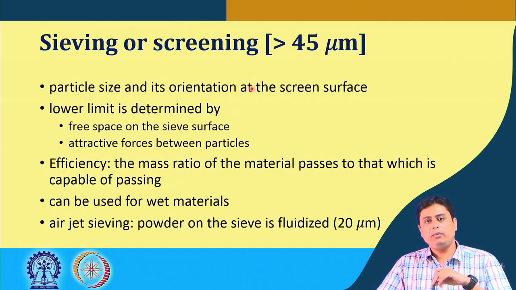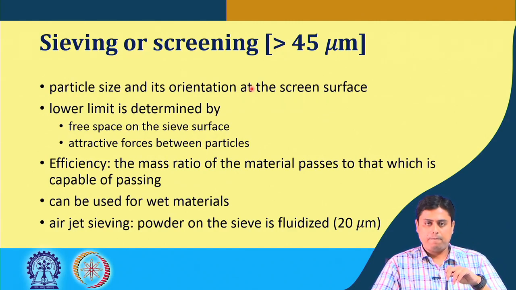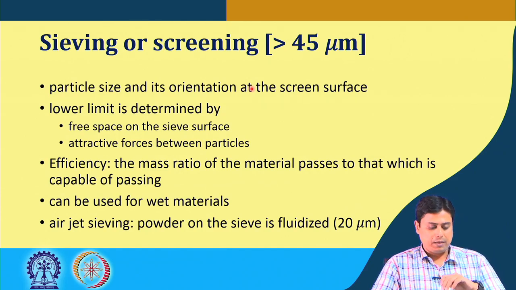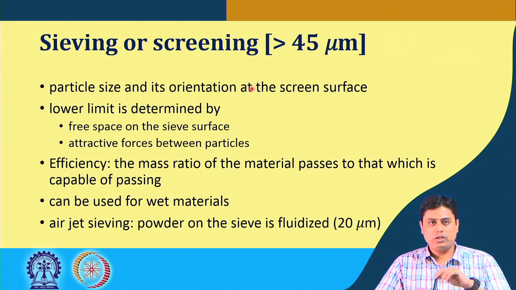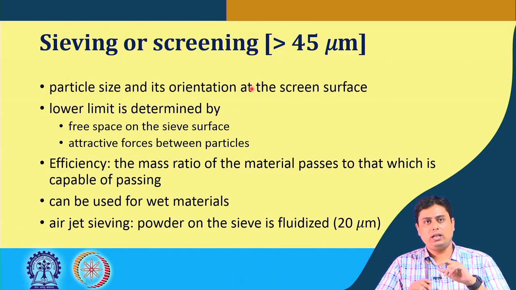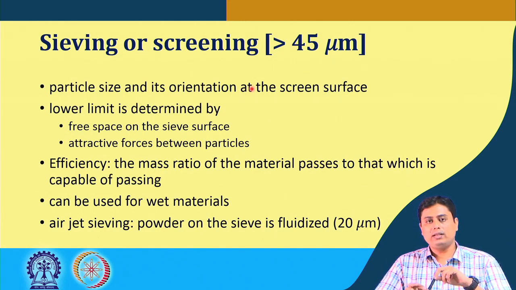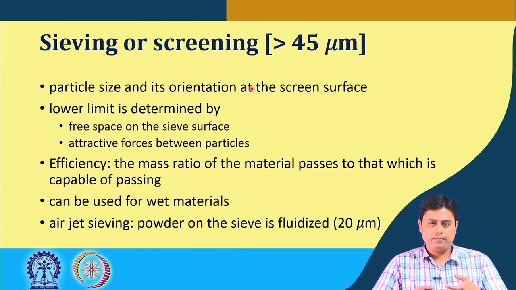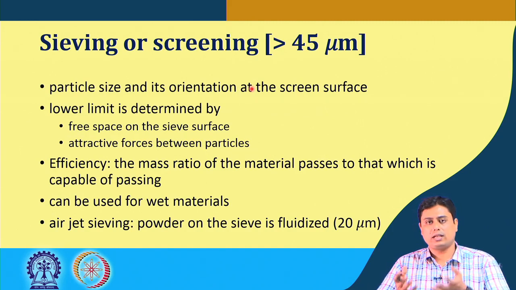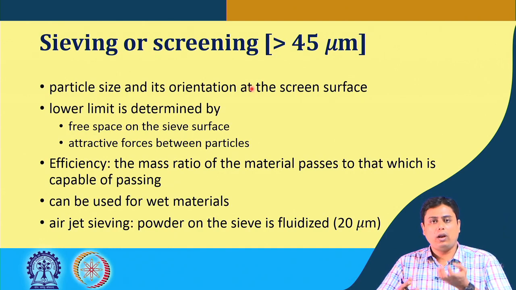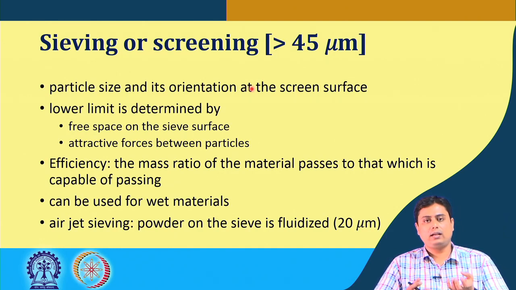But it also can be used for wet materials. That means suspensions, dilute suspensions, dense suspensions sometimes. Now, air jet sieving is one of the wet material screening methods, where the powder on the sieve is basically fluidized. So, the powder becomes suspended and it flows through the smaller aperture.